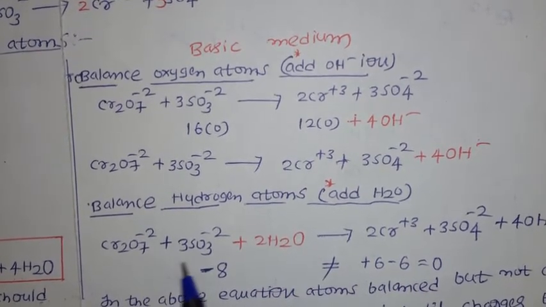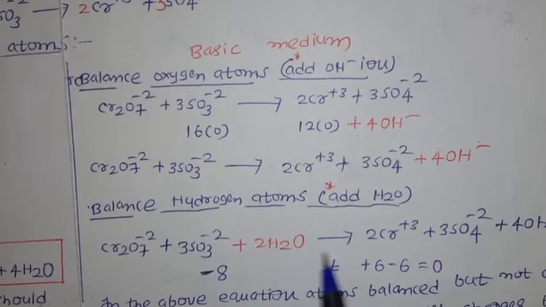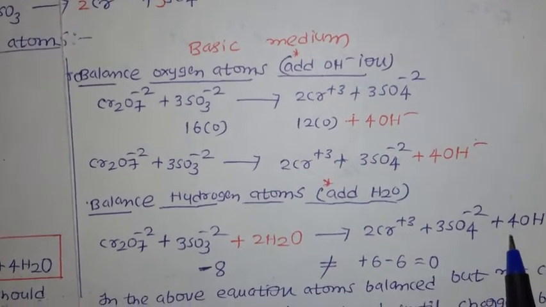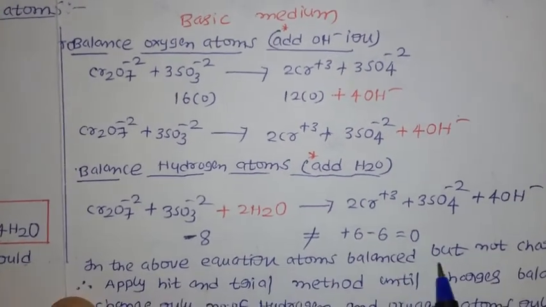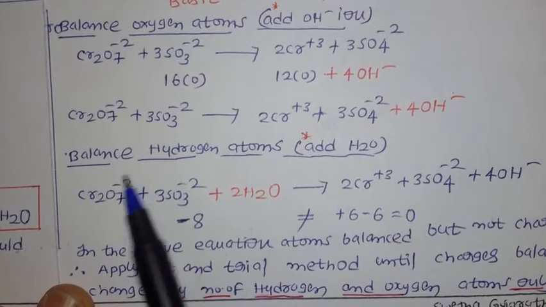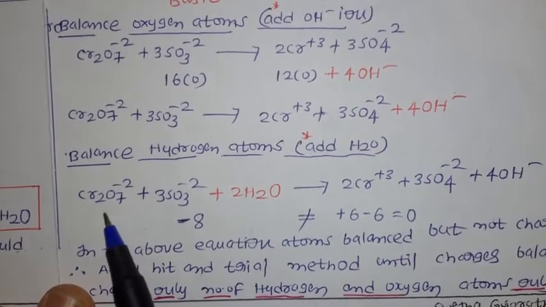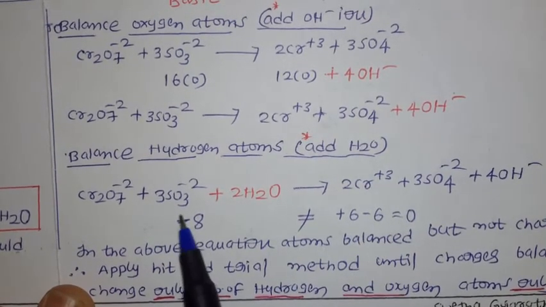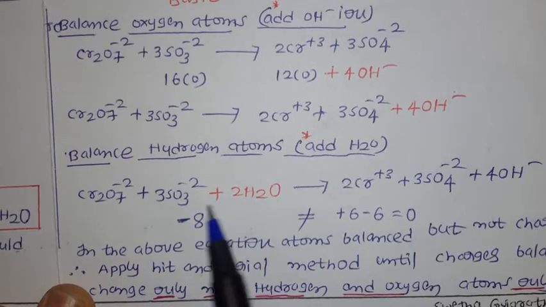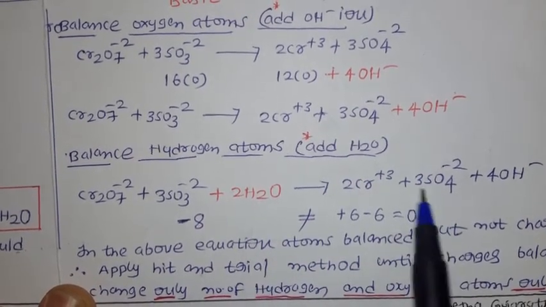Now Cr2O7 plus, the equation is already there. In the next step you added 2H2O, and this equation is balanced. But in the above equation, atoms are balanced, but not the charges. Here chromium 2, Cr2 is there. Here we also have 2 chromium atoms, 3 sulfur atoms, oxygen also balanced. But what is the problem here? There is no balancing in the charge.